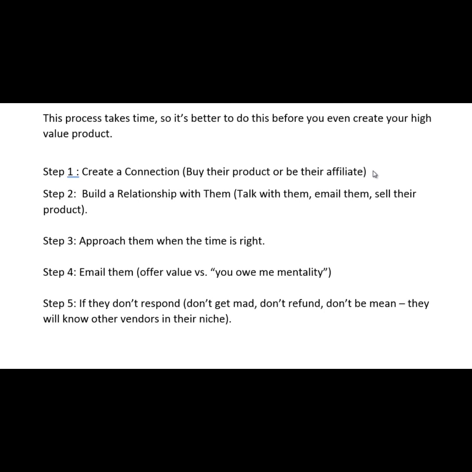So step 5, don't get mad, don't refund, don't be mean or anything, because highly likely if they're an authority in their niche, they are more likely to know other vendors. So if you get mad at them, they're going to tell their friends, or it might just come up in conversation. And if that's the case, then it's going to be hard to break into that niche. Does that make sense? So that's the process. Very simple, very easy to do. As far as figuring out what to email them, just respond as you would talk to a friend, and go from there.